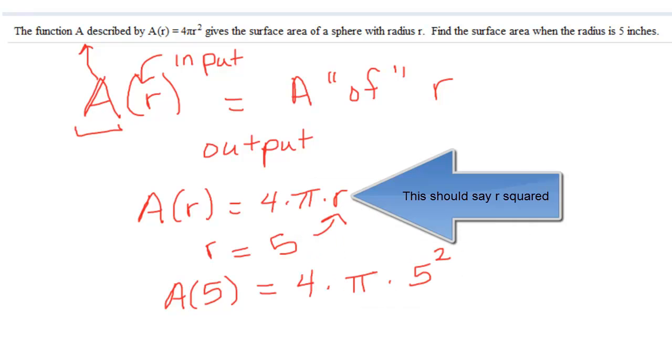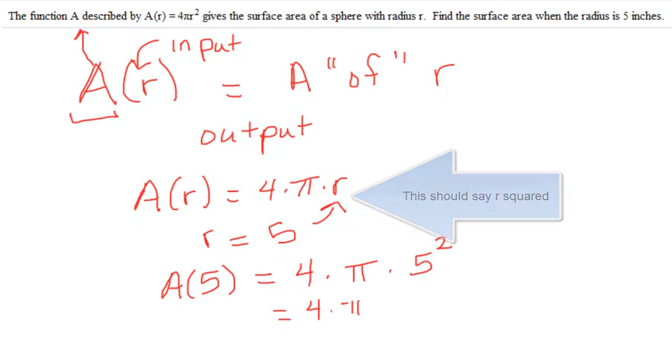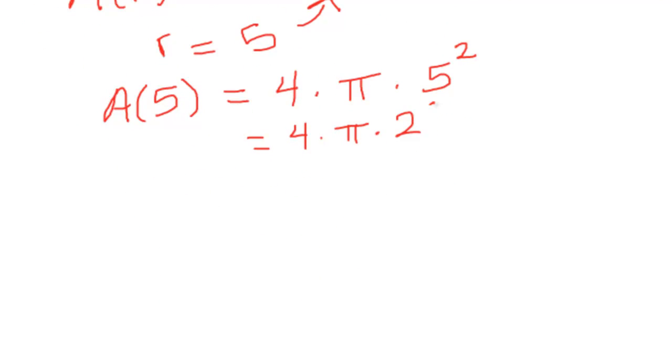Okay, see how we took the 5 and just substituted it in where the r was. Okay, so now it's an order of operations problem, right? So we're going to do the squaring first. So you have to square 5 first, so that's 25. So that's 4 times pi times 25, because 5 squared is 25. And then you're going to multiply, and notice how all three of these are being multiplied together. Okay, so you know that multiplication can be done in any order. So multiply the 4 and the 25 together first, and so that's going to be 100. And so then this is 100 pi.